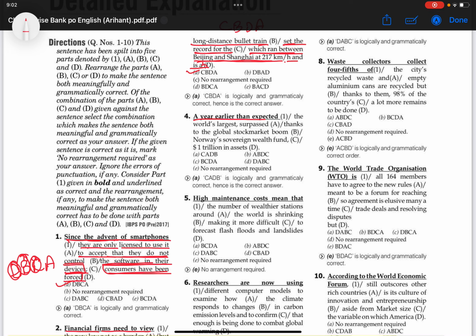a year earlier than expected. The world's largest surpassed thanks to the global stock market boom. Norway's sovereign wealth fund $1 trillion in assets. ACADB.